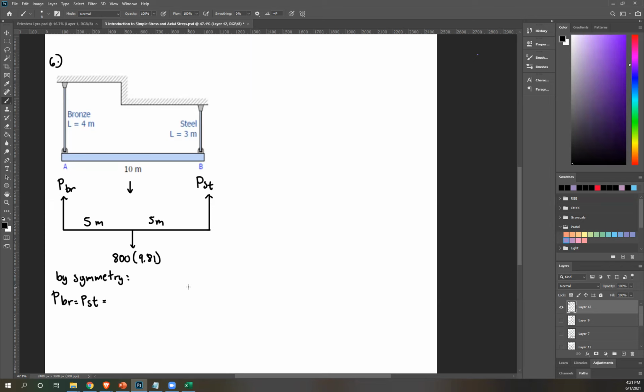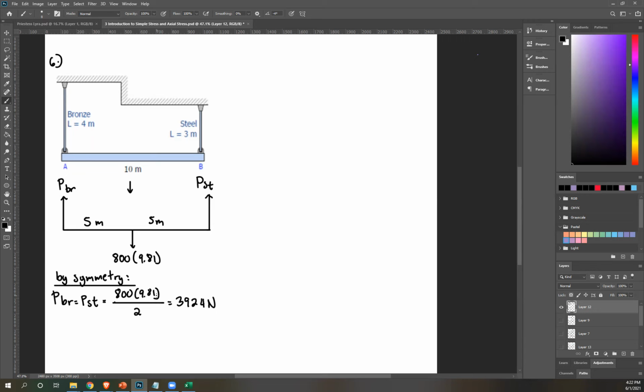And to solve for that, since this is symmetrical, these two forces will share this load equally. So that means that's 800 times 9.81 over 2. And the answer to that is 3924 newtons, since this creates a weight in newtons, kilogram meter per second squared. Or you can take moment about this point, solve for PBR, and then summation of forces y, you can solve for PST. You can do that as well if you're not confident it's symmetrical.